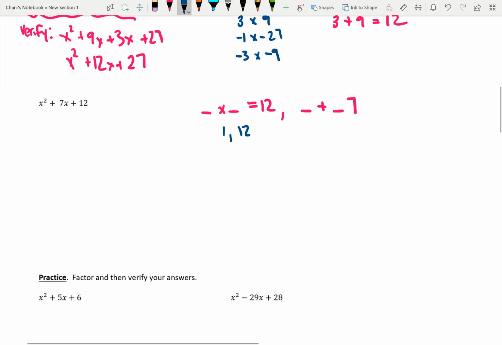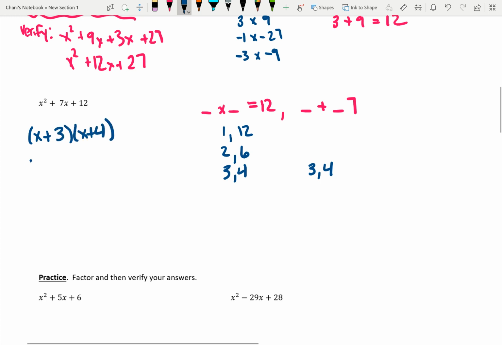So 1 and 12, that doesn't add to 7. 2 and 6, that does not add to 7. 3 and 4, that does add to 7. Okay, so 3 and 4 multiply to 12, and they also add to 7. So therefore, our answer is x plus 3, x plus 4.